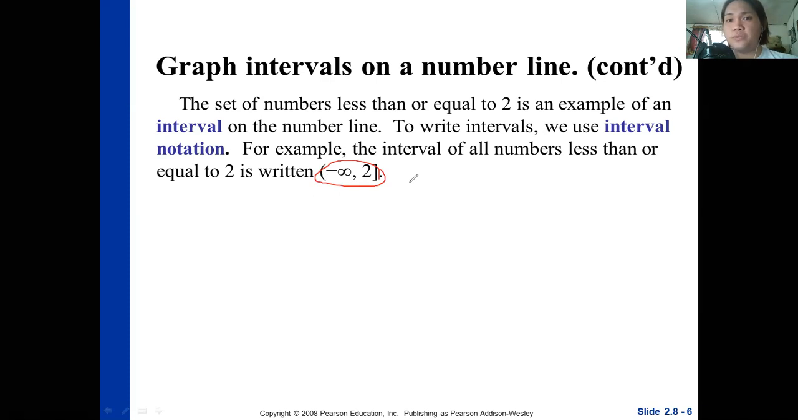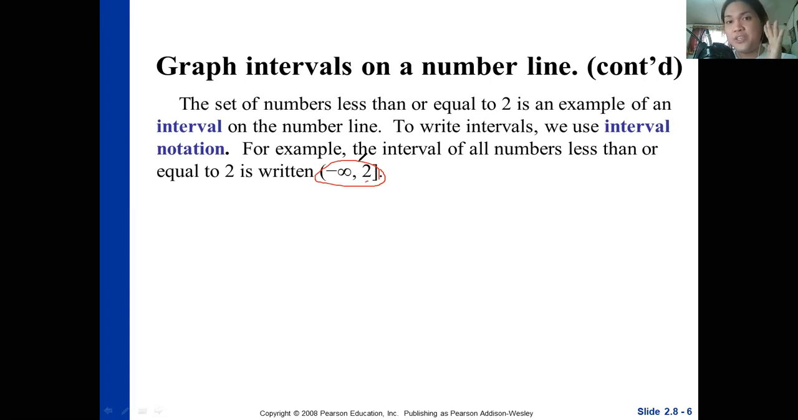So it shows the interval of all numbers less than or equal to 2, where 2 is included, and it goes to negative infinity. Of course, please take down note, you cannot include the infinity, because infinity means continuity. So you cannot close it because it goes infinite.